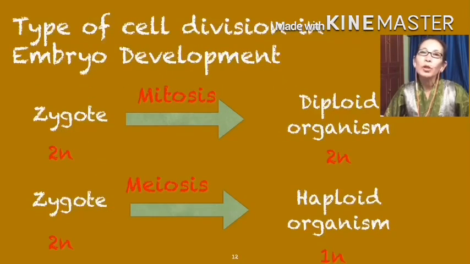The type of cell division during embryo development depends on the ploidy of an organism. As shown here, if the organism to be formed from a zygote is a diploid organism, then the zygote would undergo mitosis, since mitosis is an equational division. On the other hand, if an organism to be formed is a haploid organism, then the zygotic cell would undergo meiosis, because meiotic division is a reductional division.